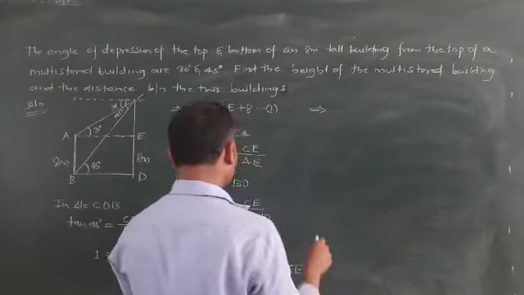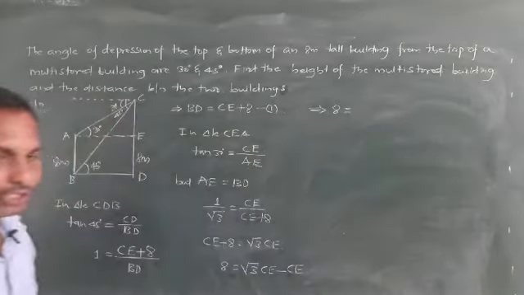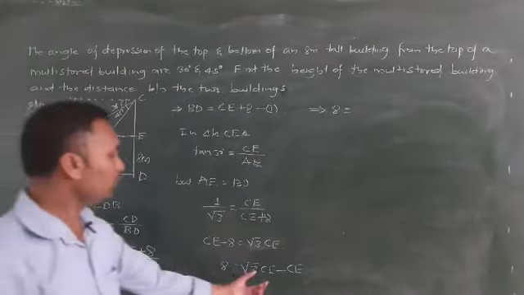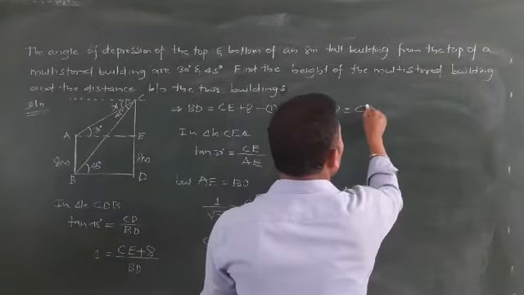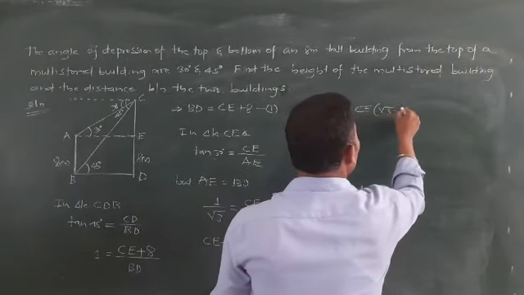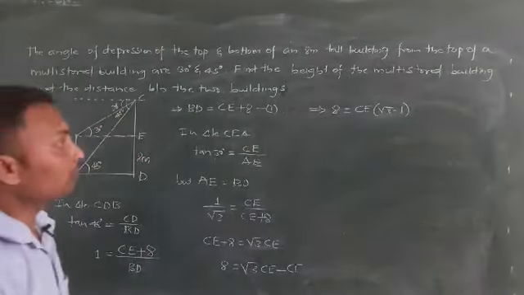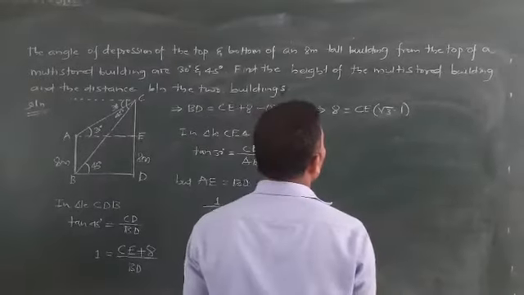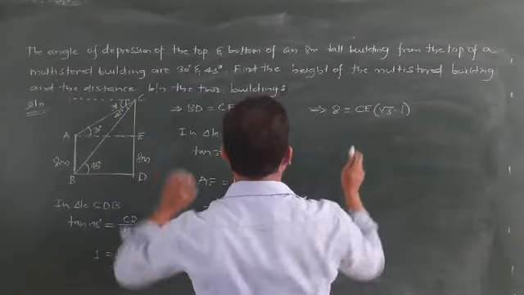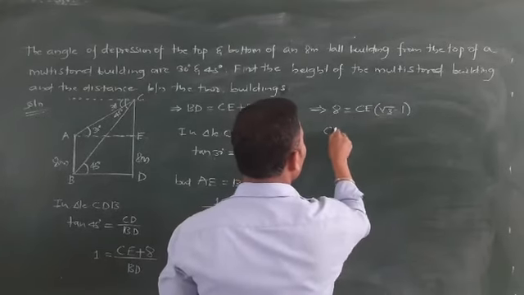This implies 8 is equal to... is there any common here? Yes, surely we have the common here. So c we can take the common. So c into bracket of root 3 minus 1. Okay, root 3 minus 1 is the common. So we need c, so what will you do? This c will be kept here as it is.